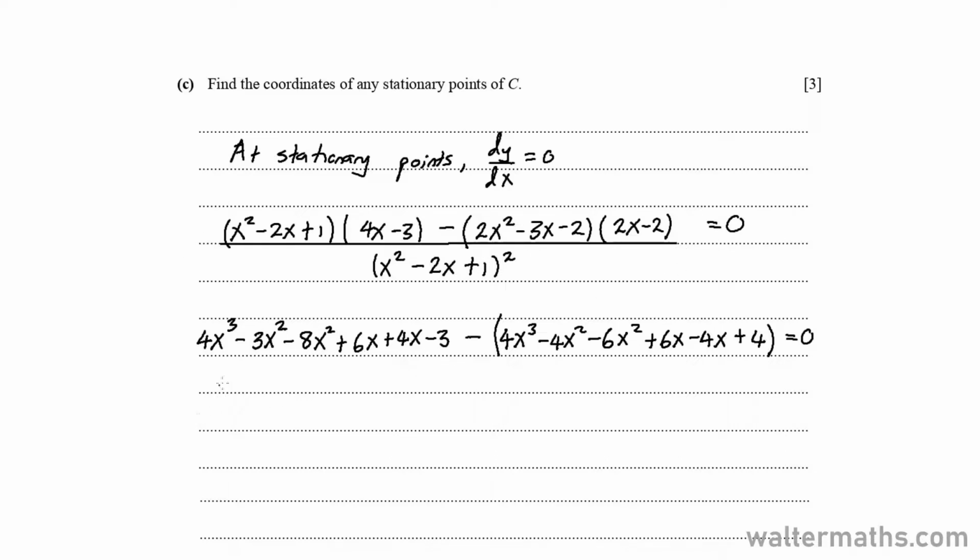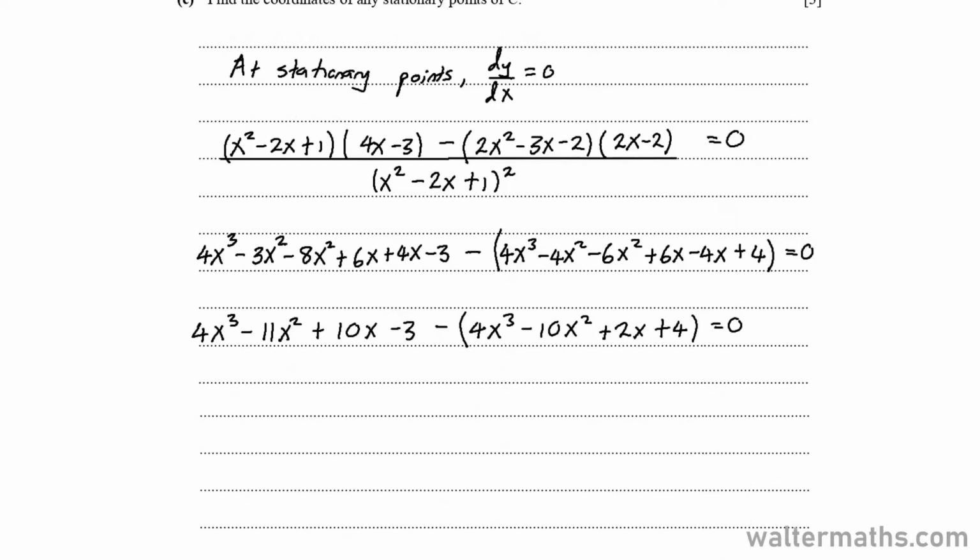So now we have 4x cubed, and minus 3x squared minus 8x squared is minus 11x squared. Then 6x plus 4x is 10x, and it's minus 3, and it's minus, inside the bracket we have 4x cubed, then minus 4x squared minus 6x squared is minus 10x squared. 6x minus 4x is 2x, and it's plus 4, and it's all equal to 0.